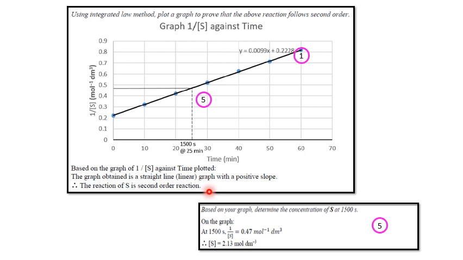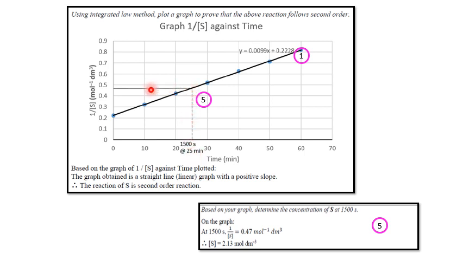Okay, then we continue with question 5 first, because question 5 needs to be based on the graph. So determine the concentration of S at 1500 seconds. Maybe some of you are curious: my graph is in minutes, but the question is asking in seconds. So what should you do? Actually, it's simple. You just convert the seconds into minutes. So 1500 divided by 60, the answer is 25 minutes.